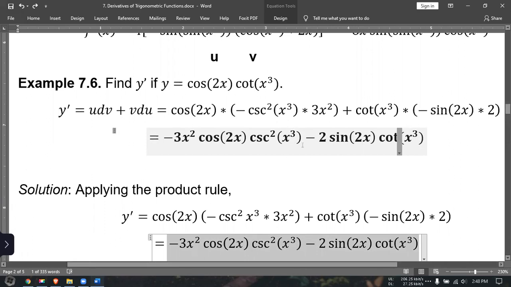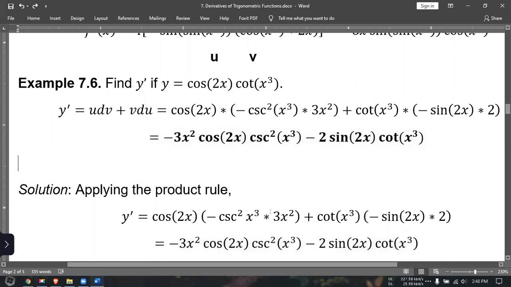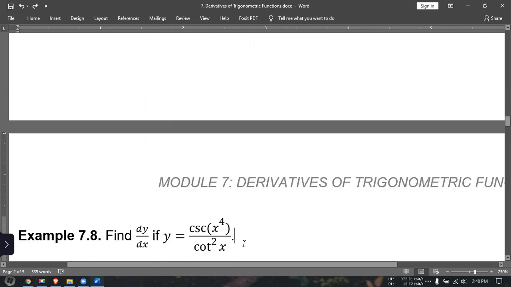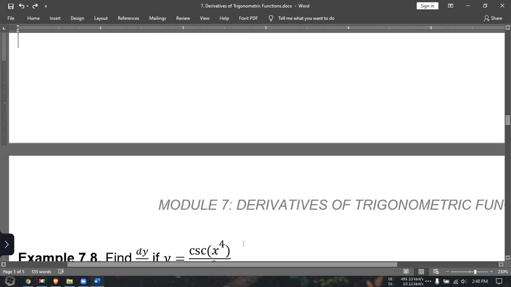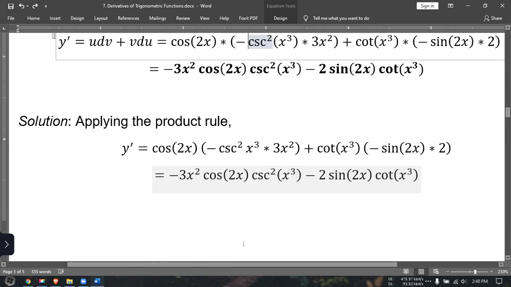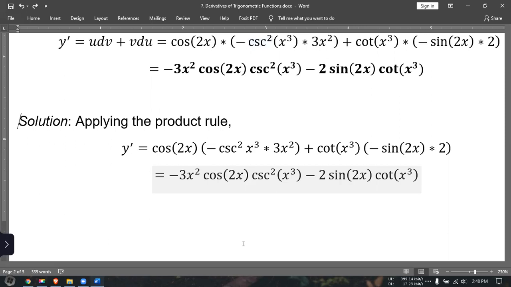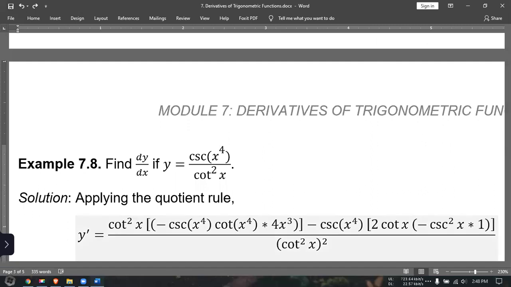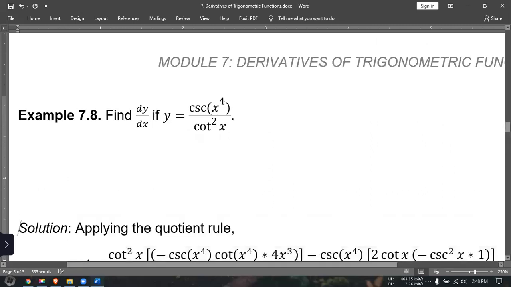Moving on. We're done with an example of functions involving our different derivatives of trigonometric functions involving the basic rules, the chain rule, and the product rule. Here is an example of a derivative of a function which involves the quotient rule.